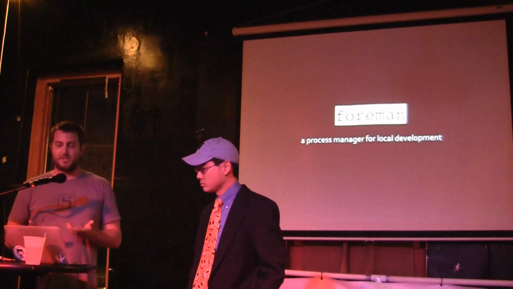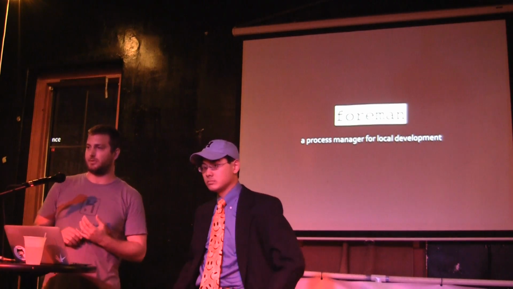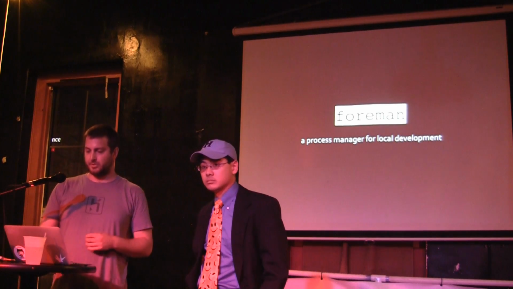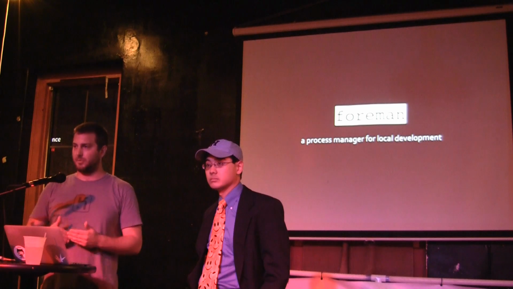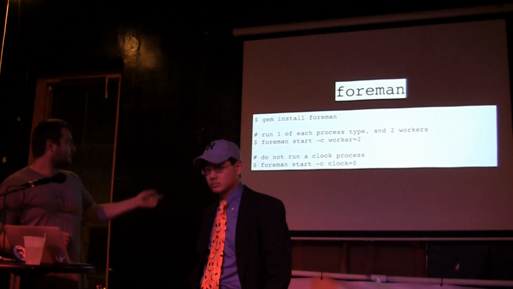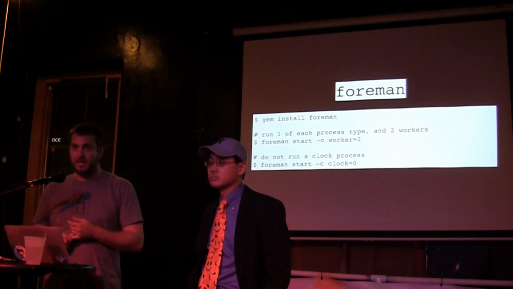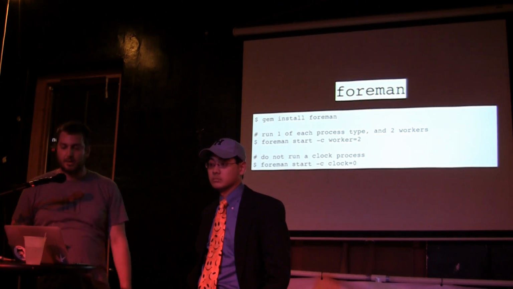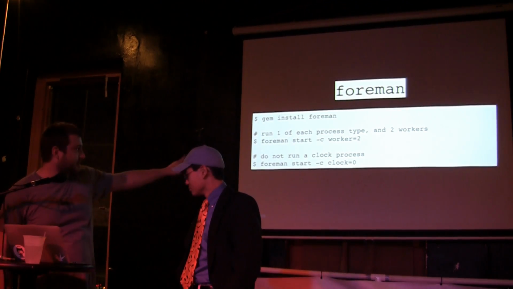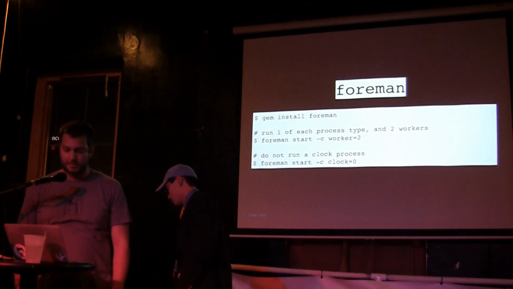So this gem Foreman is what I've been talking about, and really it's a process manager for local development. You're not going to use Foreman to run processes in production, should you choose, but it allows you to describe your processes and then see what you would get in production. So here's an example of installing Foreman and actually running some processes. The nice thing about Foreman is that you can tell it how many workers you'd like.